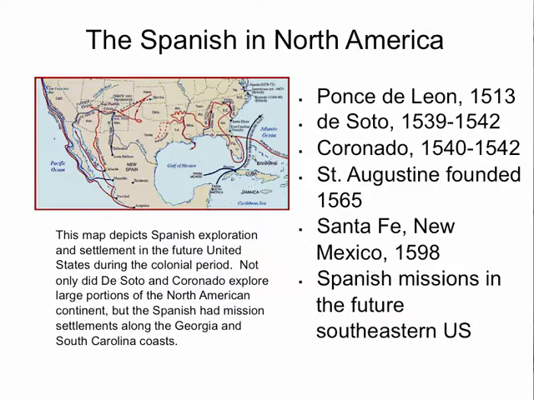Farther west, another explorer, Francisco Coronado, began his trip through what's now the southwestern U.S., beginning in 1540 and lasting until 1542. So the Spanish did have a presence in North America. In fact, the oldest continuously inhabited city in what is now the United States was started in the year 1565 by the Spanish in Florida, and that is, of course, St. Augustine.